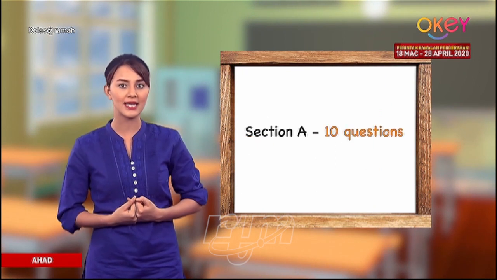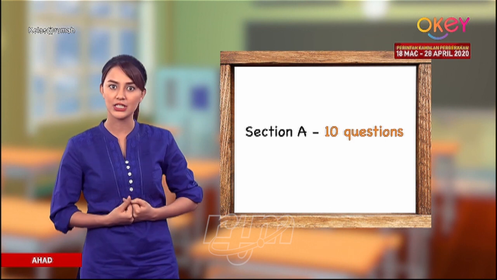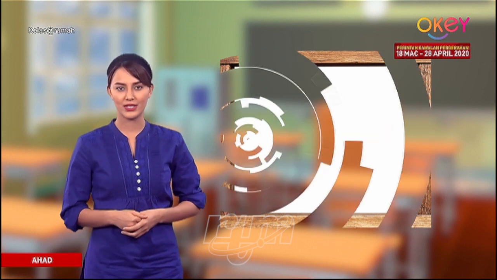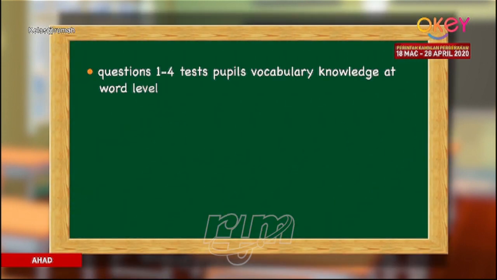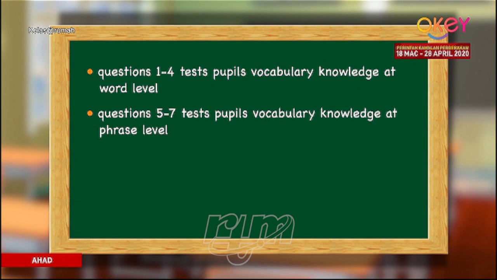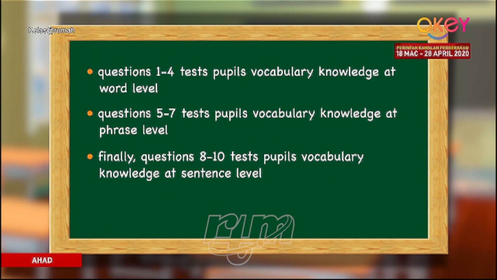Different questions test pupils' vocabulary knowledge at 3 different levels. Questions 1 to 4 test pupils' vocabulary knowledge at word level. Questions 5 to 7 test pupils' vocabulary knowledge at phrase level. Finally, questions 8 to 10 test pupils' vocabulary knowledge at sentence level. This section is worth 10 marks.